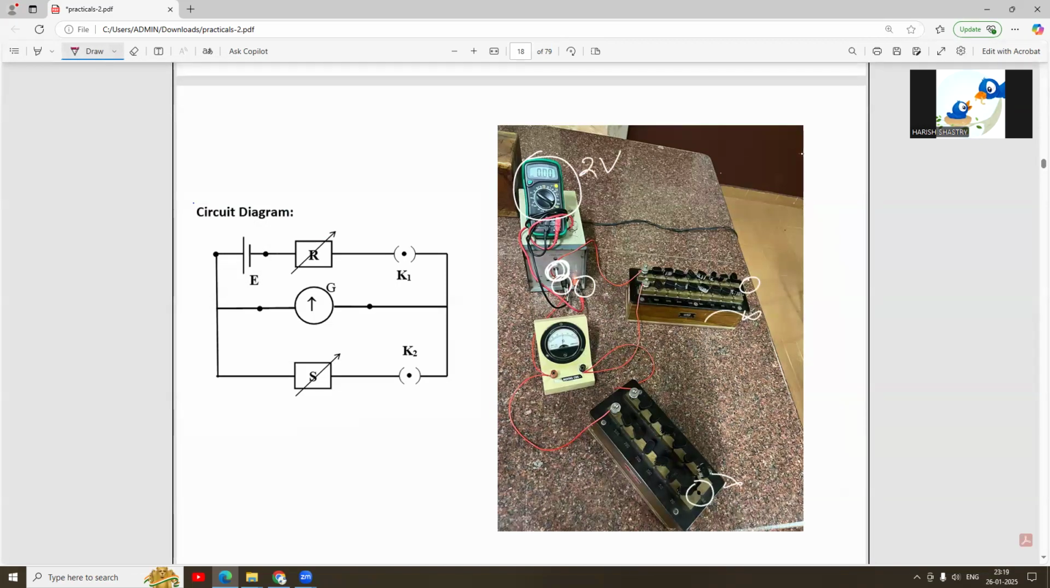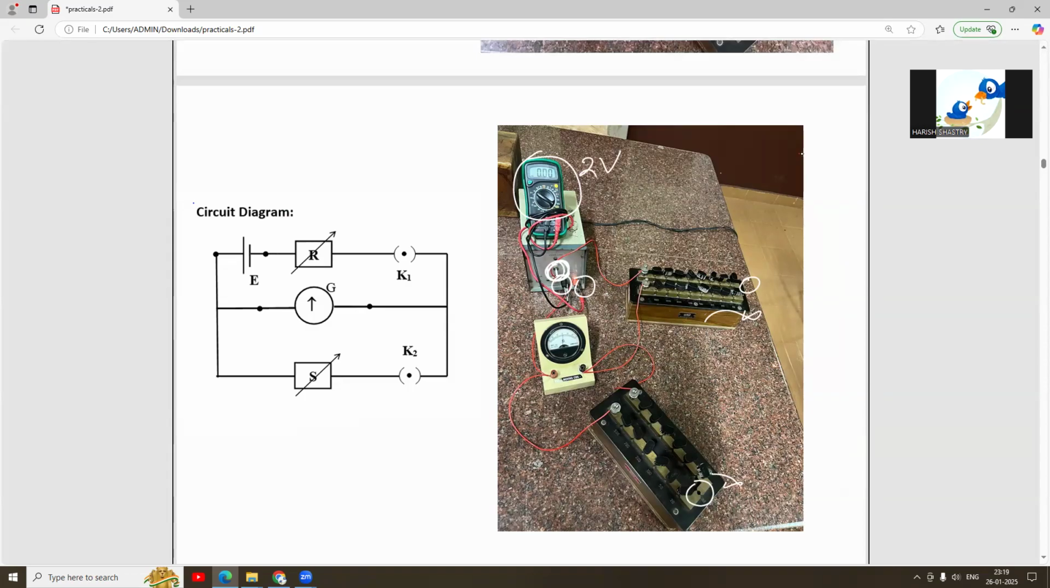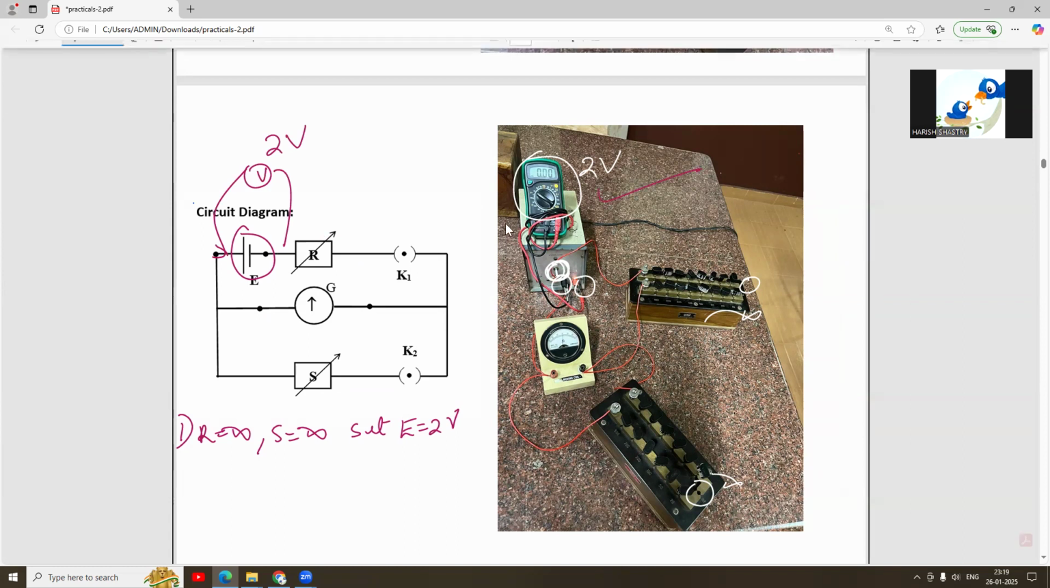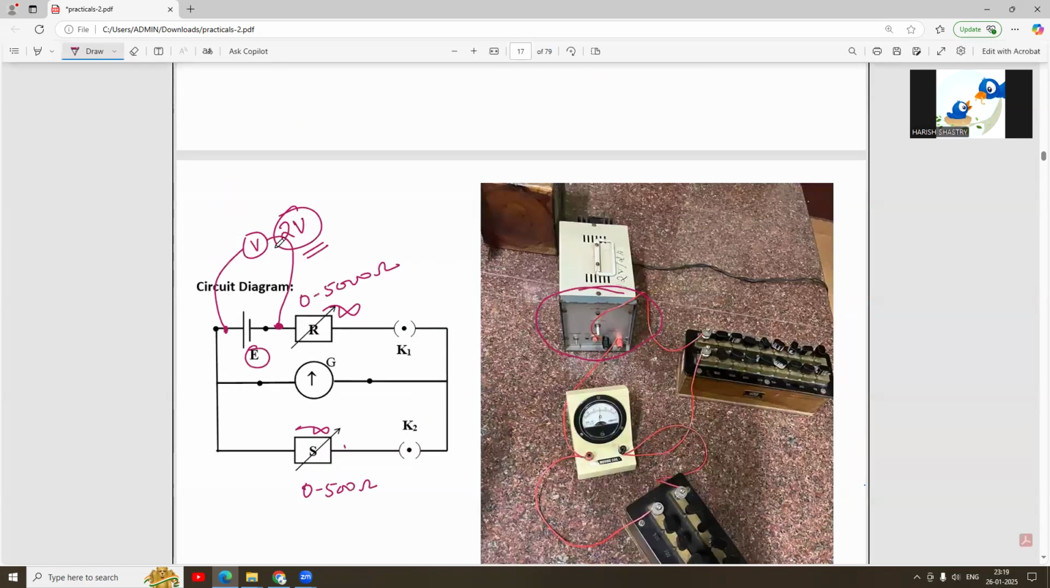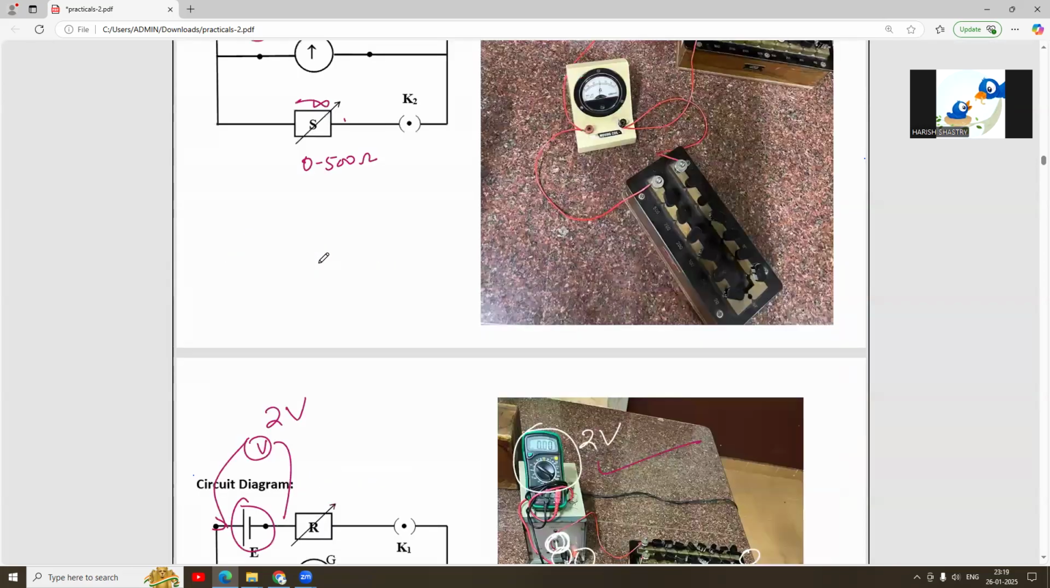So construct the circuit, and first, R is equal to infinity, S is equal to infinity. Set the battery till the voltmeter shows 2 volt. Set E is equal to 2 volt. That means this battery should show 2 volt with the voltmeter. That is the first setting. But in the circuit, you can't see that 2 volt in the voltmeter, so you have to do that yourself. Okay, so that is the first step.